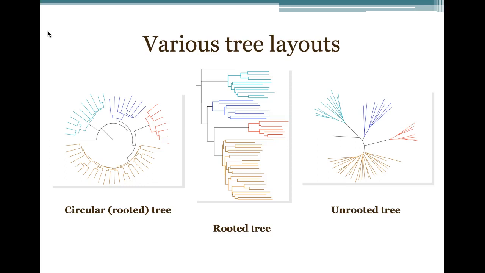There are various different tree layouts for phylogenetic trees. There's circular or rooted trees, just straight rooted, which is primarily what we're going to be working with, and most likely you'll probably see on the AP exam, and then also an unrooted tree.